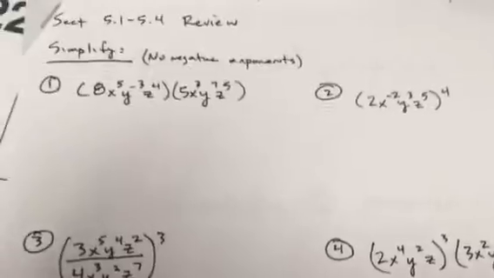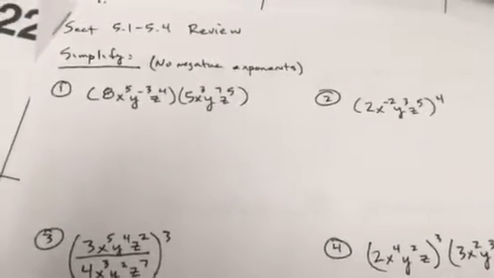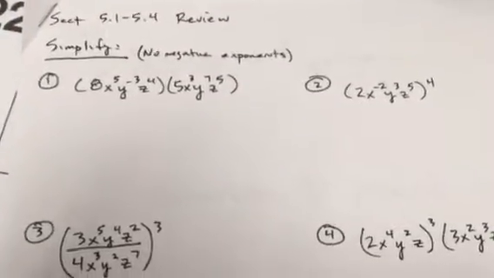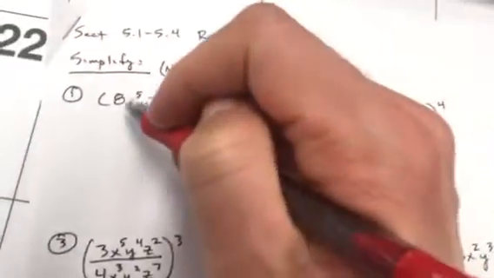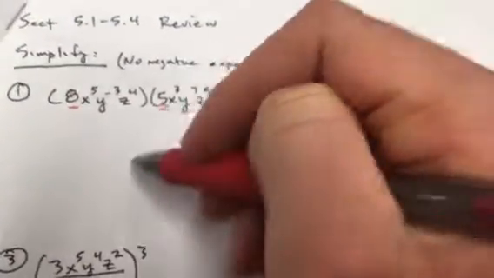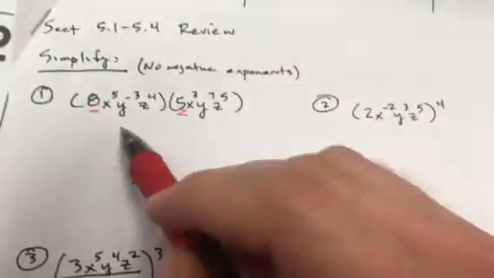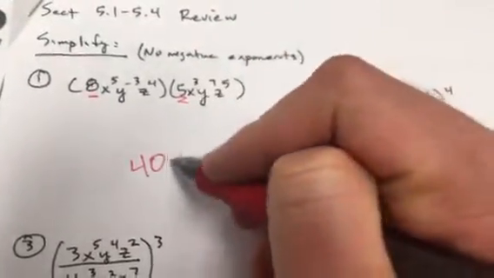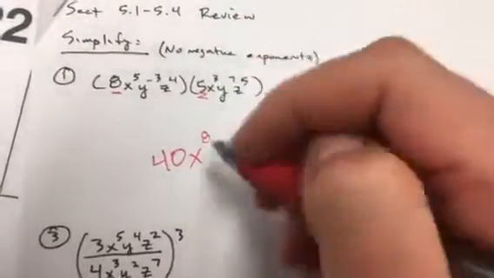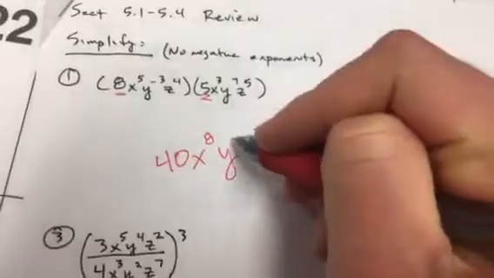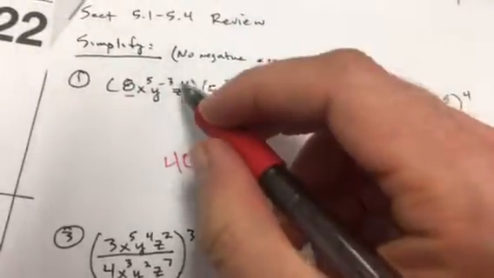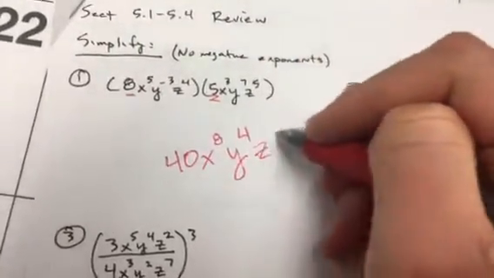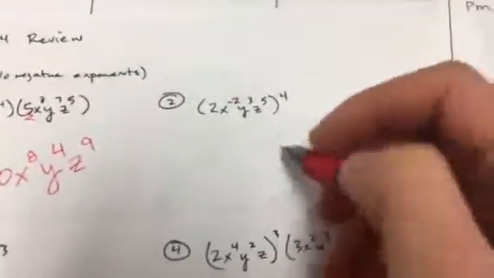All right, this is a section 5.1 review. It's all about exponents here first. So folks, when it says simplify, no negative exponents, we have the product rule with multiplication. We're going to have 8 times 5, which gives us 40. Then we just add the exponents. X to the 5th times x to the 3rd is x to the 5 plus 3, x to the 8th. Y to the negative 3rd times y to the 7th would be y to the negative 3 plus 7, y to the 4th. Then I add the exponents with the z's. That would be z to the 9th. That one should be pretty easy.